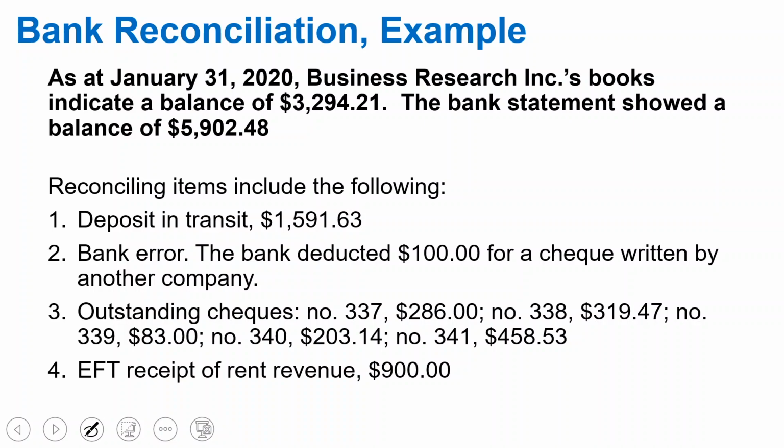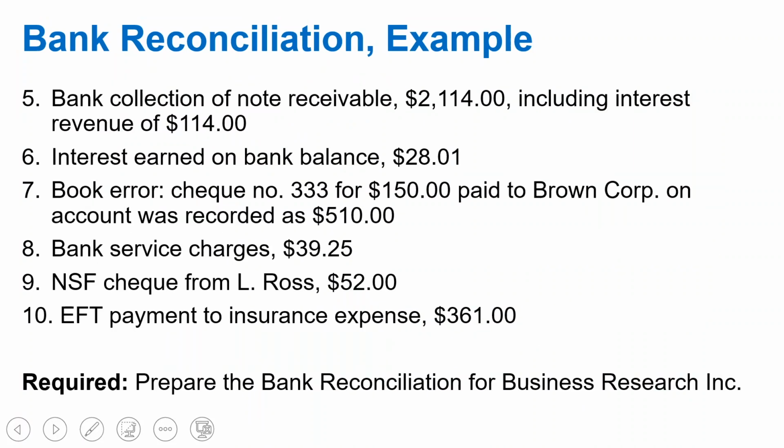As at January 31st, 2020, Business Research Incorporated's books indicate a balance of $3,294.21, and the bank statement showed a balance of $5,902.48. So we've got this difference at the end of January. The next part here tells us the reconciling items that are included. So we have 4 items here and then some more here, so 10 total. And our requirement is to prepare the bank reconciliation for Business Research Incorporated.